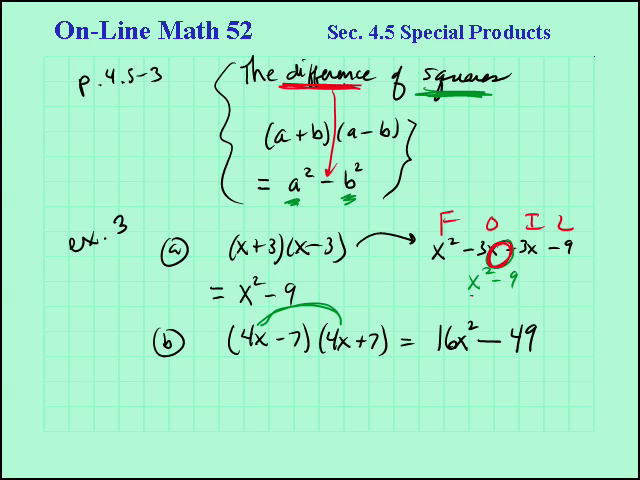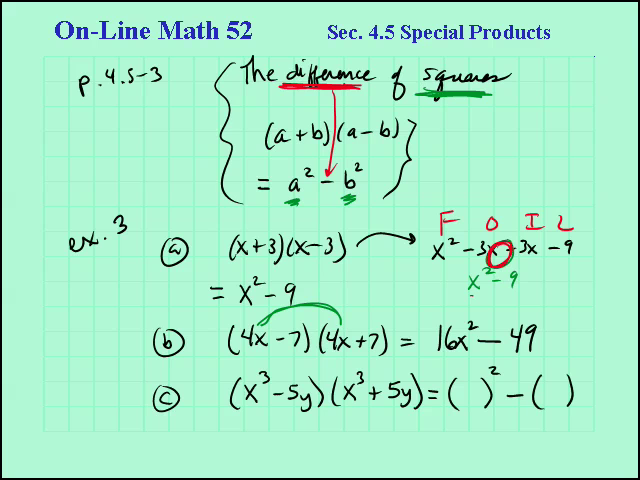And part C says we have x cubed minus 5y times x cubed plus 5y. Better get that right there. Plus 5y. And it's going to be the first thing squared. Now, we could look at it this way. It'll be the first thing squared minus the second term.